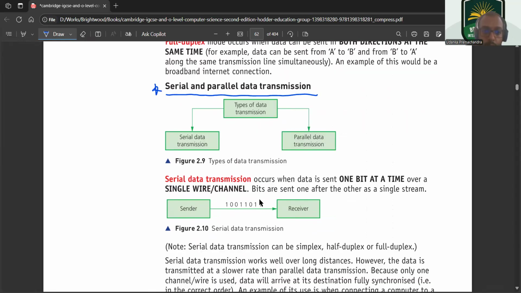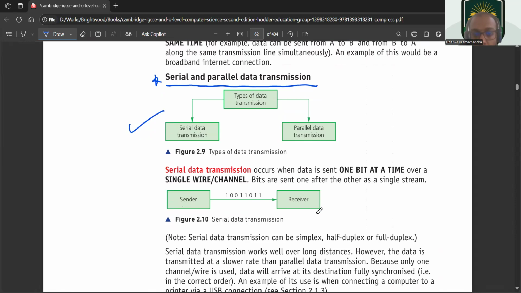Write this one, write like this. There are two types of data transmission: serial data transmission and parallel data transmission. Here you can write serial data transmission and parallel data transmission.